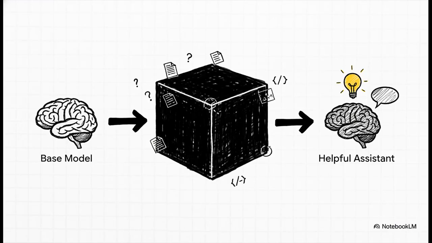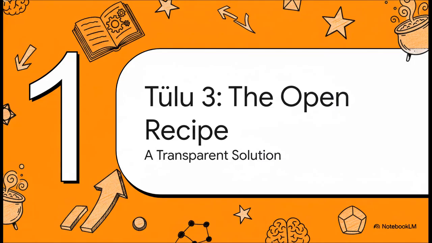The whole process of turning a raw, base model into a genuinely helpful assistant, it's usually a complete black box. You know, even with models that call themselves open, you almost never get the full story. The exact data, the code, the hyperparameters, it's all hidden. And that makes it pretty much impossible to reproduce their work. So that is the black box problem that Tulu3 is designed to blow wide open. And what's important to get here is that it's not just another model. It's a complete, open recipe for success that anyone can follow.